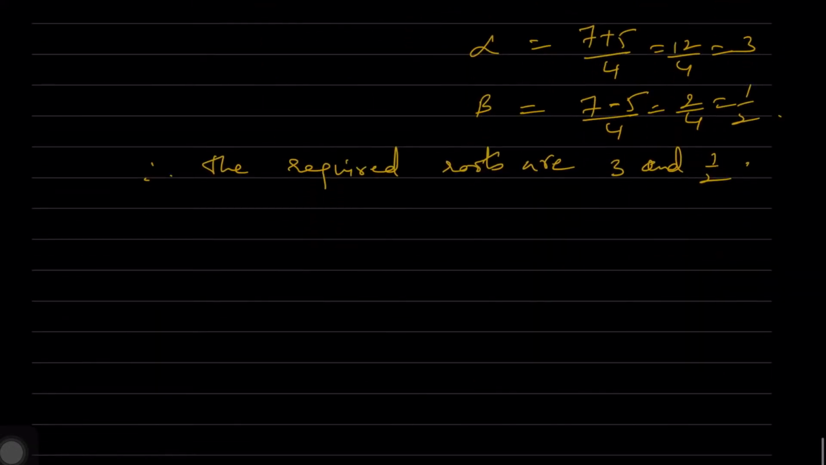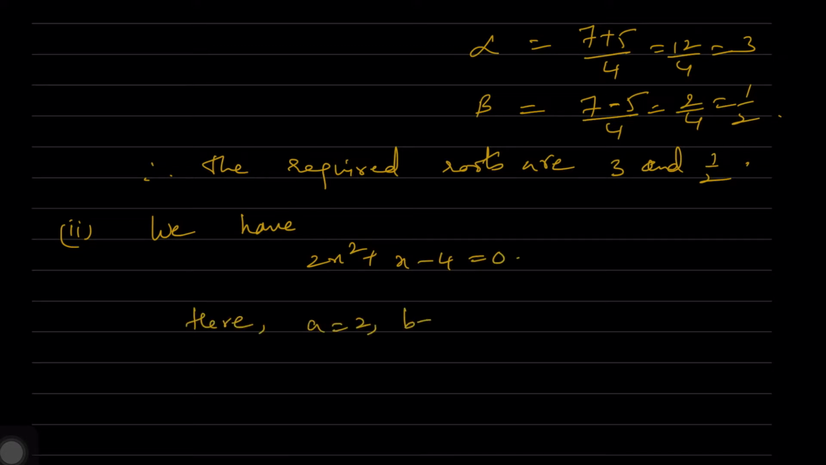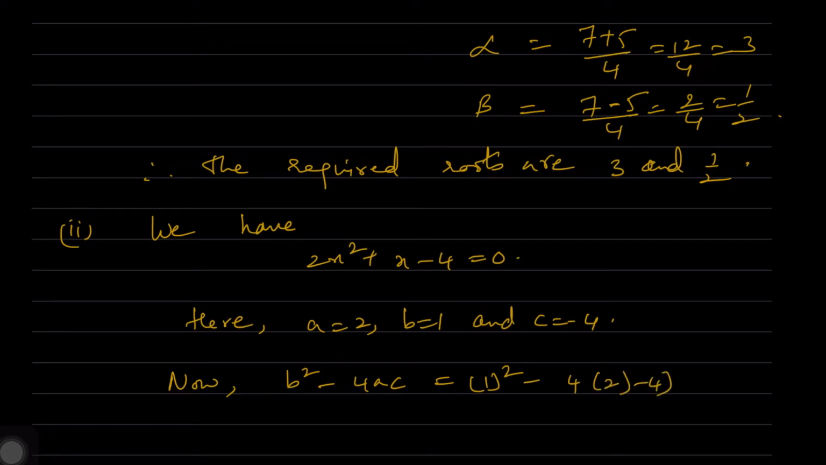Next, the second one, we have 2x square plus x minus 4 is equal to 0. Here a is equal to 2, b is equal to 1, and c is equal to minus 4. Now b square minus 4ac is equal to 1 square minus 4 into 2 into minus 4, which is equal to 1 plus 32, which is equal to 33.